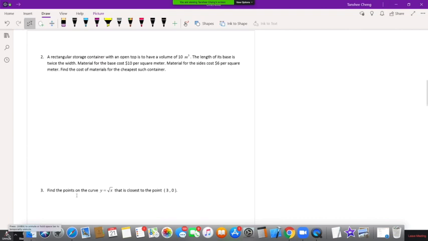I'm not going to go through a lot of examples. I'm going to show you enough, and then we'll move on from there. So a rectangular storage container with an open top has a volume of 10 cubic meters. The length of the base is twice the width. The material of the base costs $10 per square meter, and the material on the sides costs $6 per square meter. Find the cost of the material for the cheapest such container. So the cheapest, so we want what? Minimizing the cost.